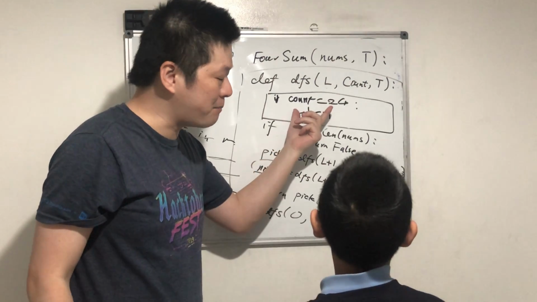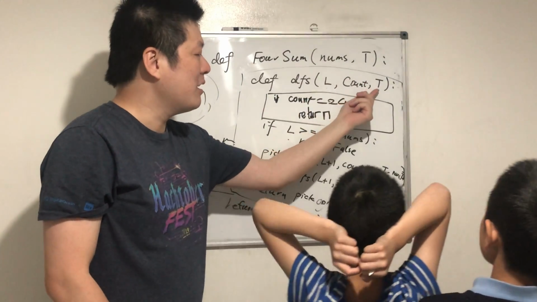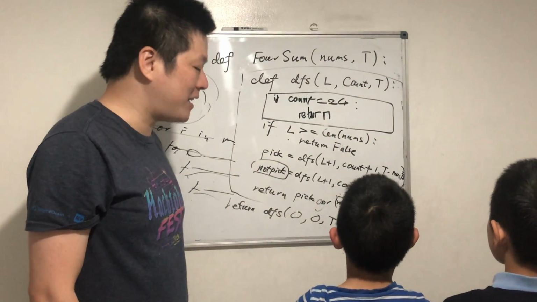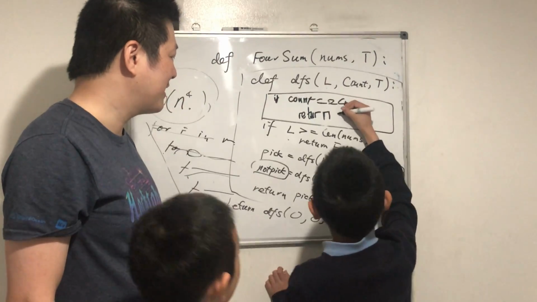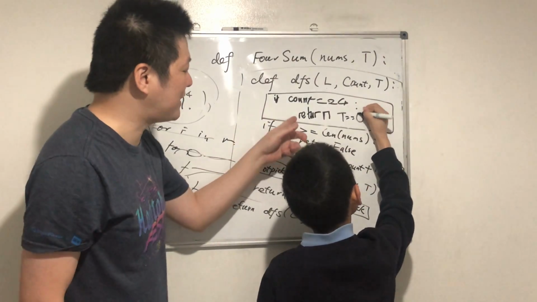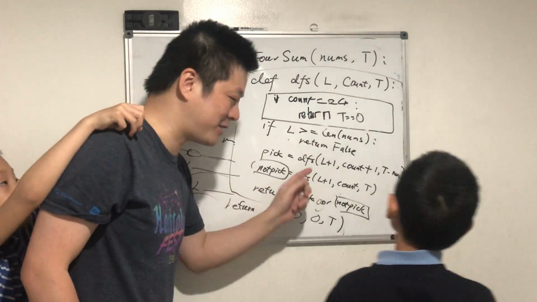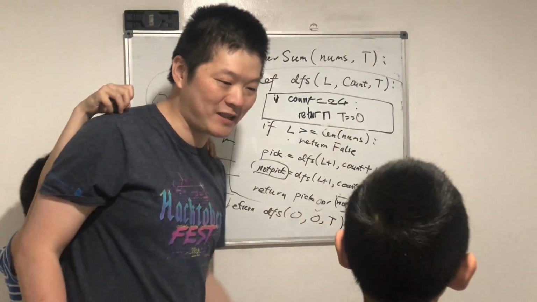If we pick 4 numbers, we return whether the remaining target equals 0. Target equals 0. Yeah, this is the same as if t equals 0, return true, else return false. Yeah, we can just put it in the same line, right?